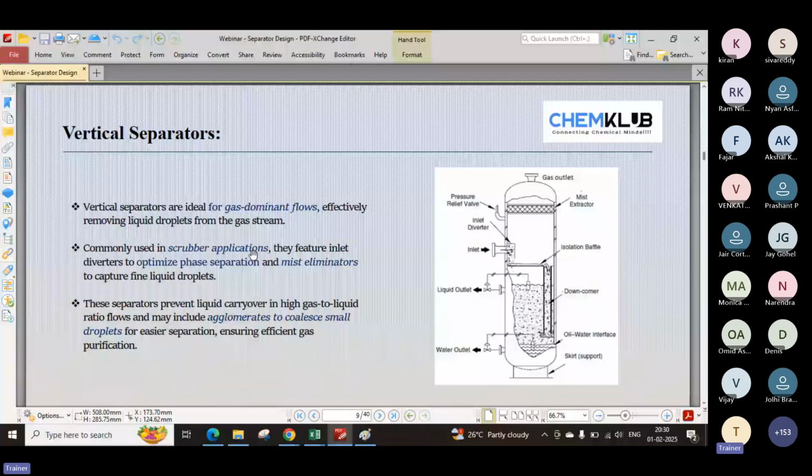When you go for vertical separators, vertical separators are used when you have a very high volumetric flow rate of gases when compared to the liquid.